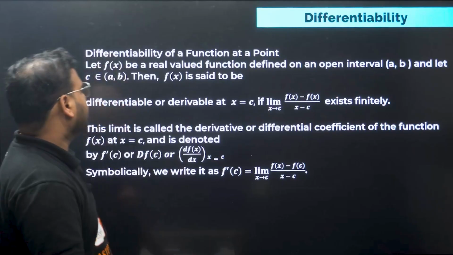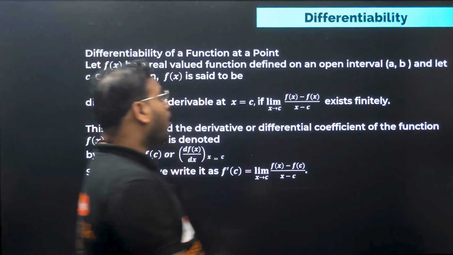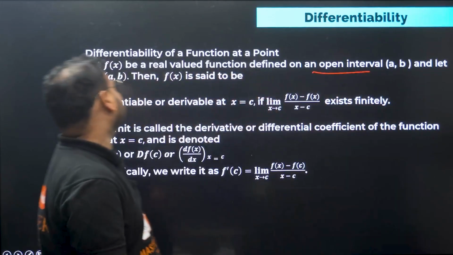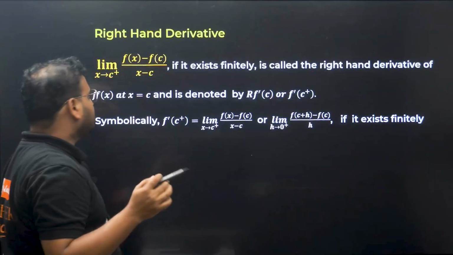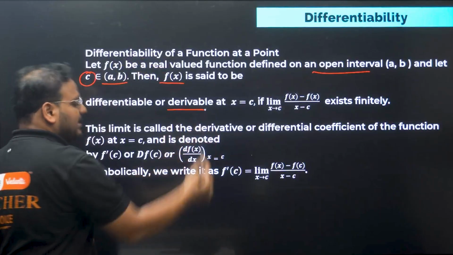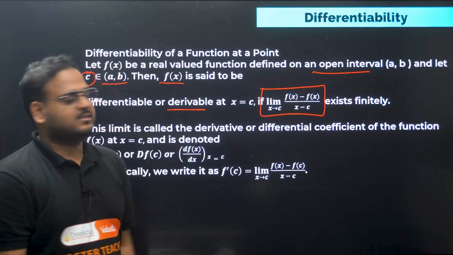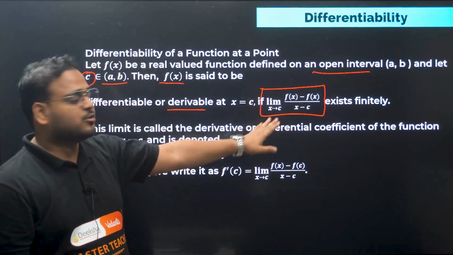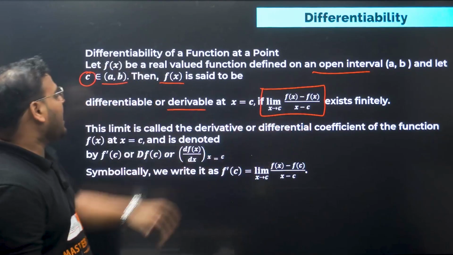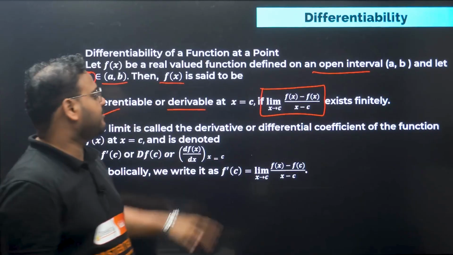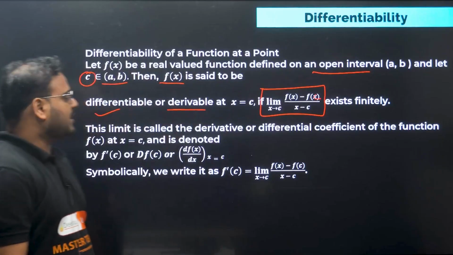Differentiability of a function at a point: let f(x) be a real valued function defined on an open interval (a, b), and let the point c belong to the interval (a, b). Then f(x) is said to be differentiable, or basically derivable, when this limit, called the derivative from the first principle, exists. When this value exists as a finite value, we call the given function f(x) differentiable. Okay, got it?